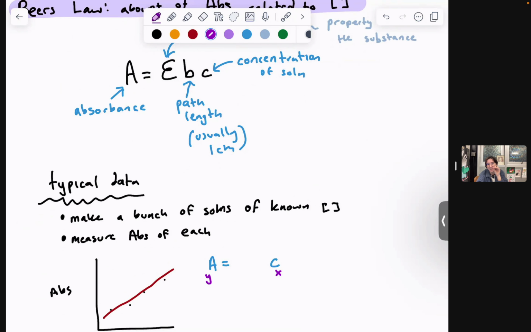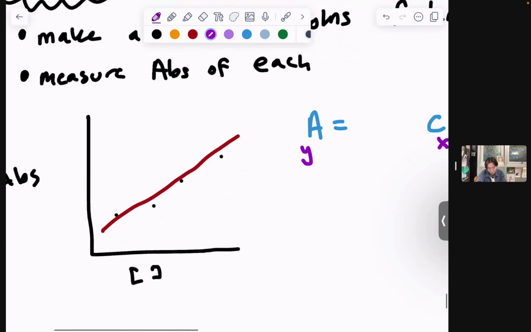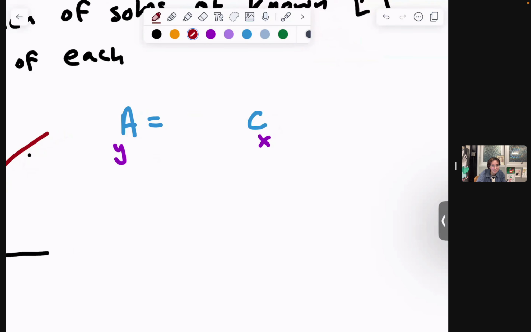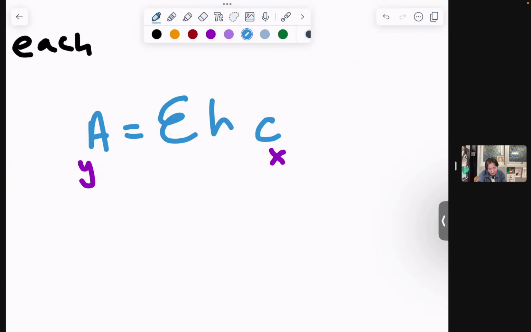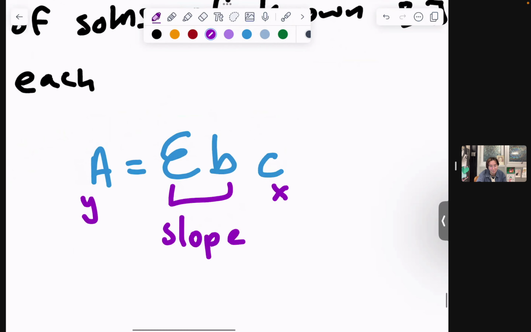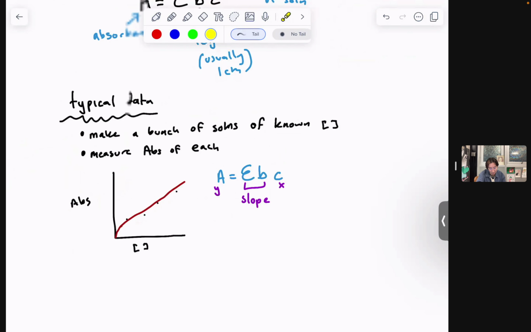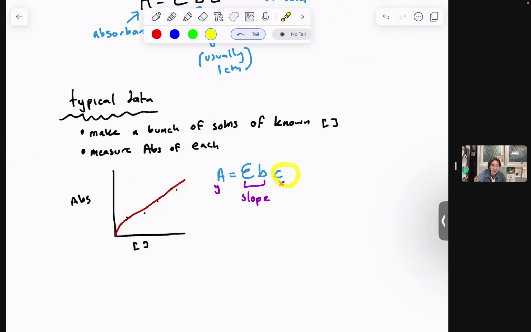If C is the X and A is the Y, and they're in this relationship together, and I didn't draw it that well, but it should start ideally at the origin, so it starts from 0, y-intercept, I'm sorry, been a second. That means that this part is your slope. Again, B is 1, so your slope is your molar absorptivity. So you could experimentally determine the molar absorptivity of something, or you could measure the absorbance of a sample, plug it into your line of best fit equation, and find X, find your concentration.